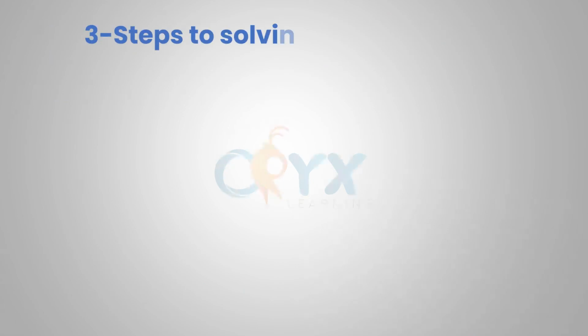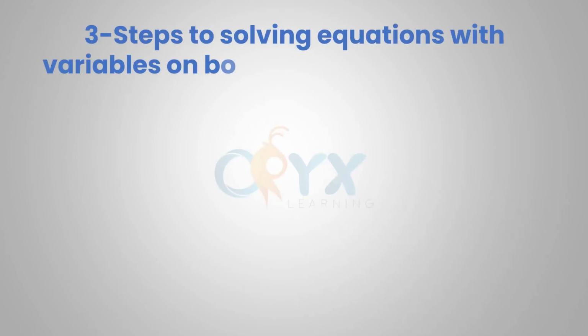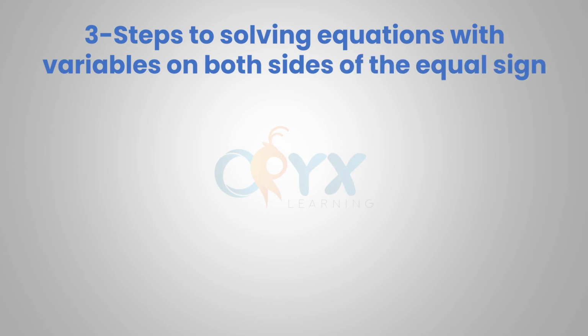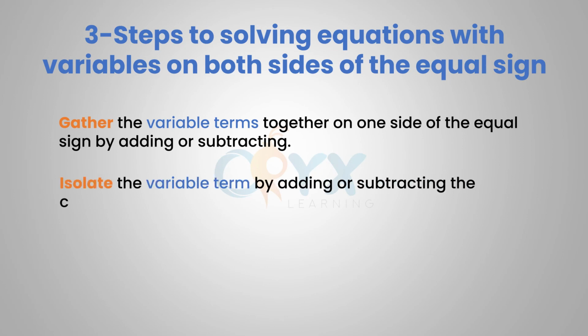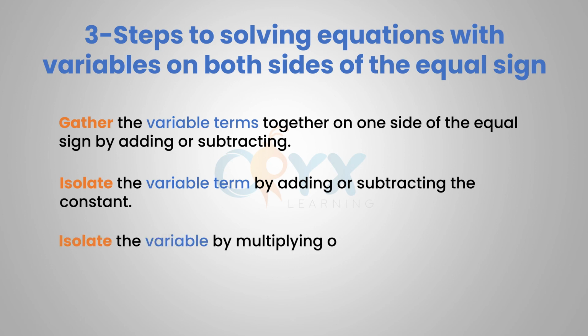All right, so to review, we have 3 steps to solving equations with variables on both sides of the equal sign. First, we need to gather the variable terms together on one side of the equal sign by adding or subtracting. Second, isolate the variable term by adding or subtracting the constant. And third, isolate the variable by multiplying or dividing by the coefficient.